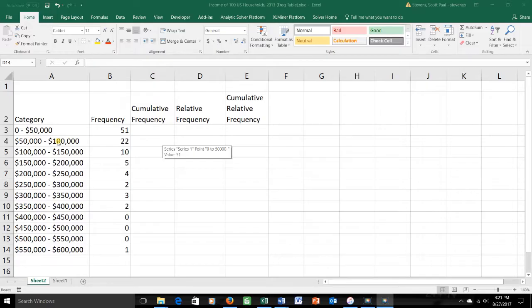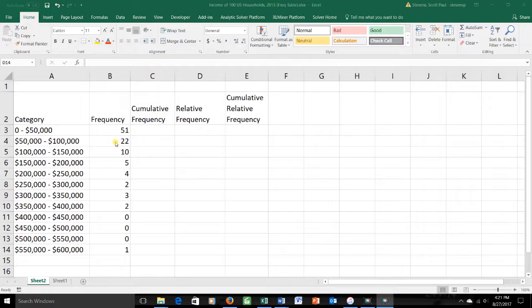The only ambiguity in this table is what if someone makes exactly $50,000? Which category do they go in? Well, by convention, each category goes up to but does not include its upper limit. So if you make $49,999.99, you're in this first category. $50,000 puts you into the second. As you can see, that probably doesn't happen very much.